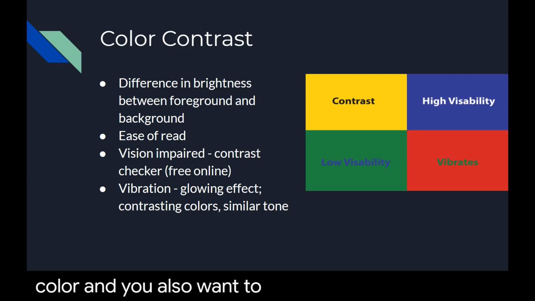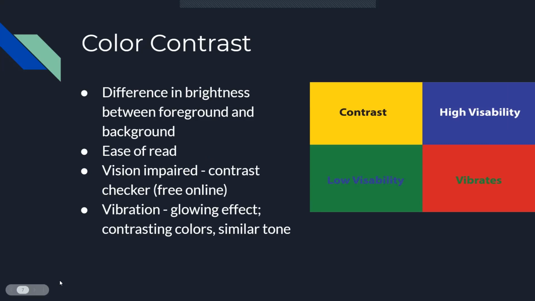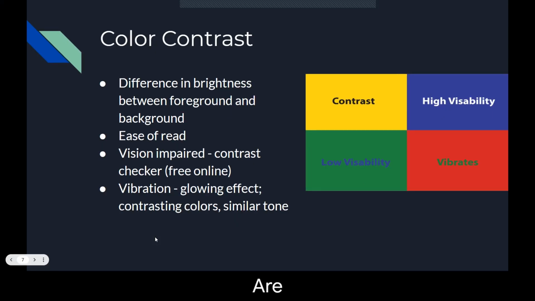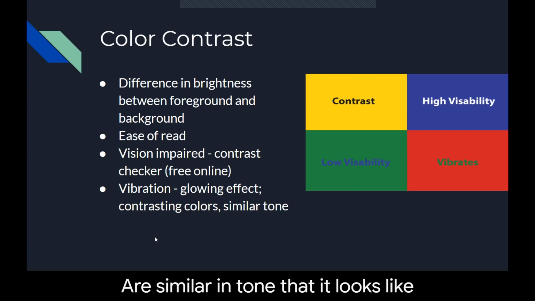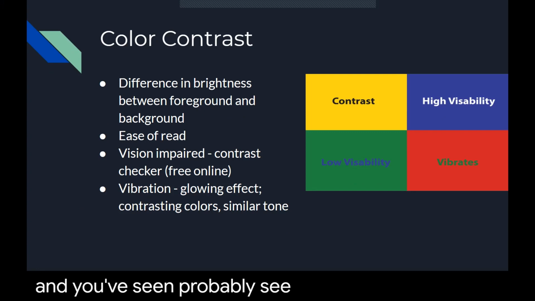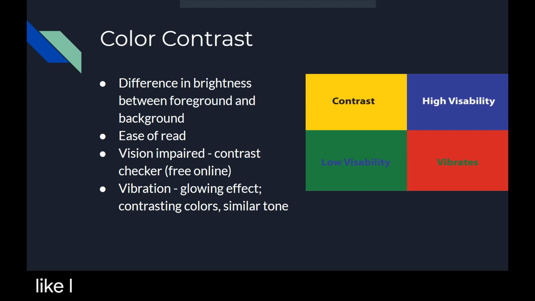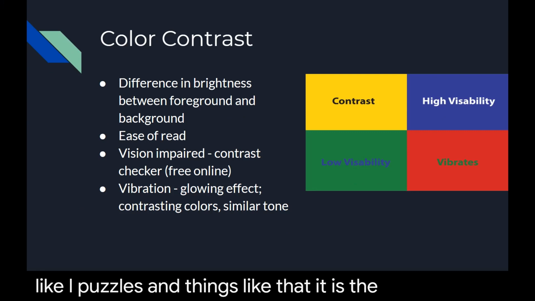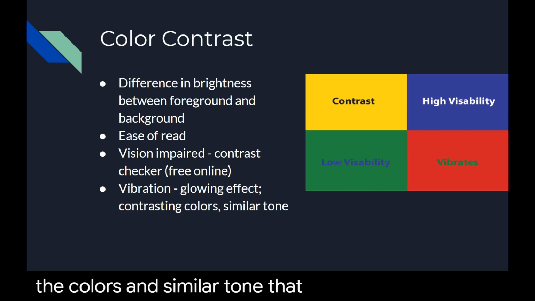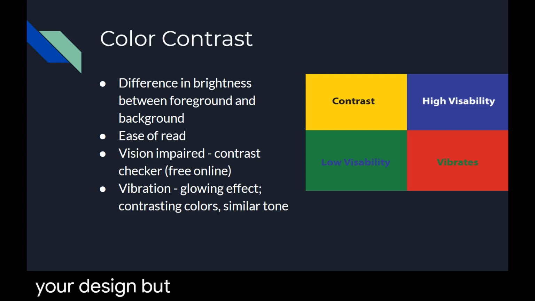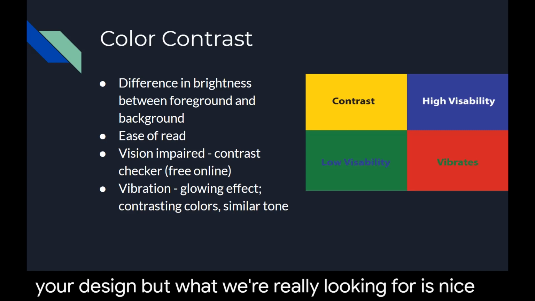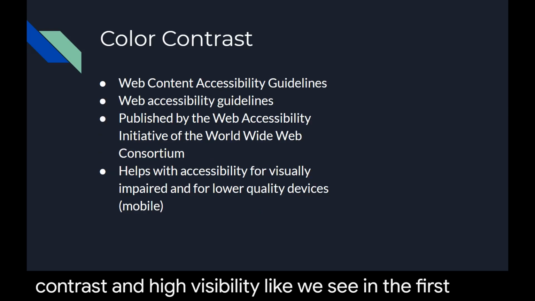And you also want to check for the vibration effect, which is demonstrated in the bottom right-hand corner, where it's almost glowing off the page. The two colors are contrasting so much because they are similar in tone that it looks like the text is moving. And you've probably seen some of these with like eye puzzles and things like that. It is the contrast of the colors and similar tone that creates that effect. So if you ever see that, you want to go ahead and change your design. But what we're really looking for is nice contrast and high visibility, like we see in the first two boxes.